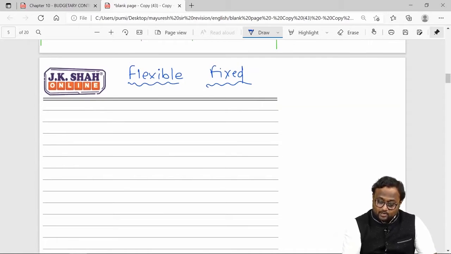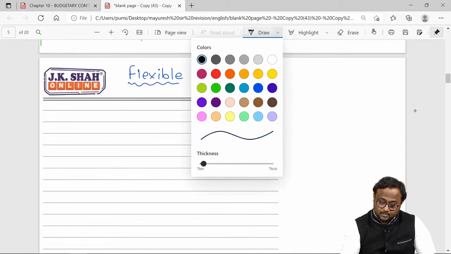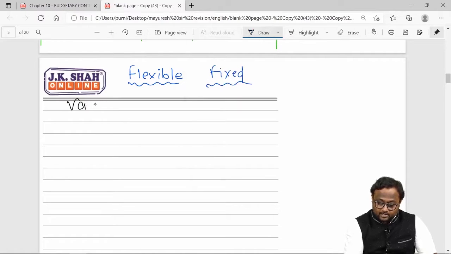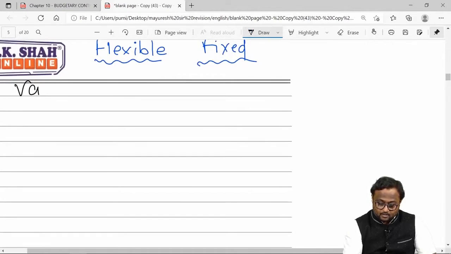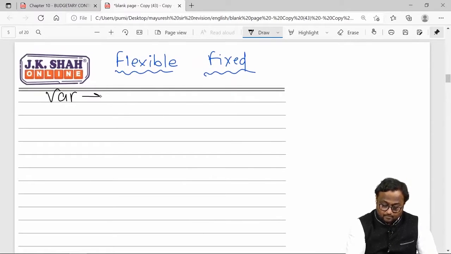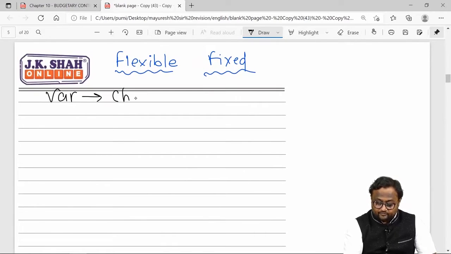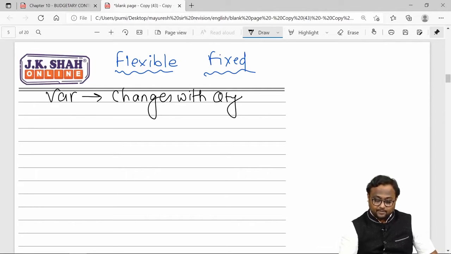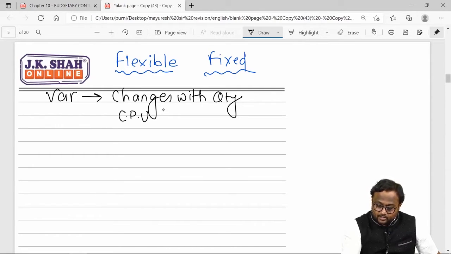Now, whenever I talk about a variable cost, even if it changes with the change in quantity, trust me, cost per unit is always constant.